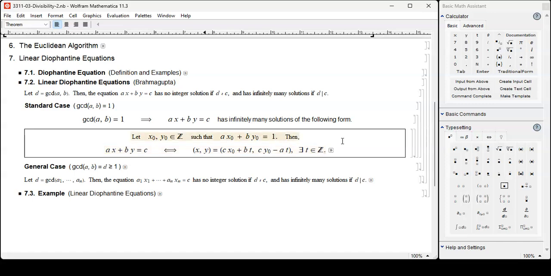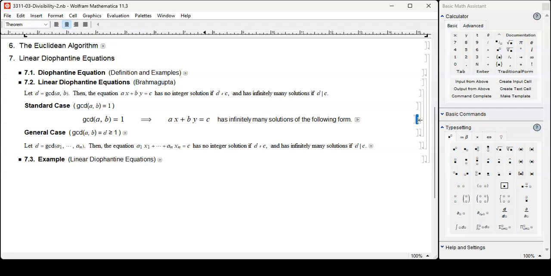Here, x0 and y0 can be found through the Euclidean algorithm. Yes, this is Bezout's linear combination expression because 1 is the GCD. So you can find x0 and y0 through the Euclidean algorithm, as we went through a couple of times in section 6. And then based upon those, we get the general solution like this. That was the standard case.